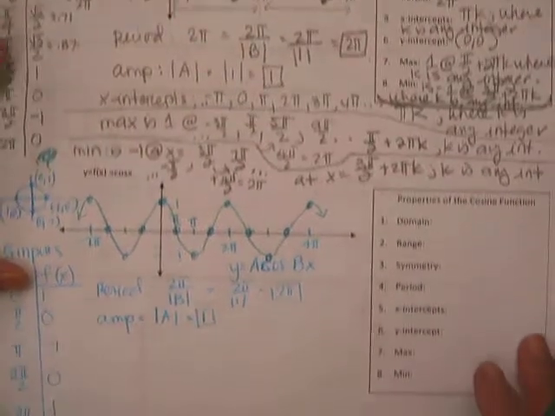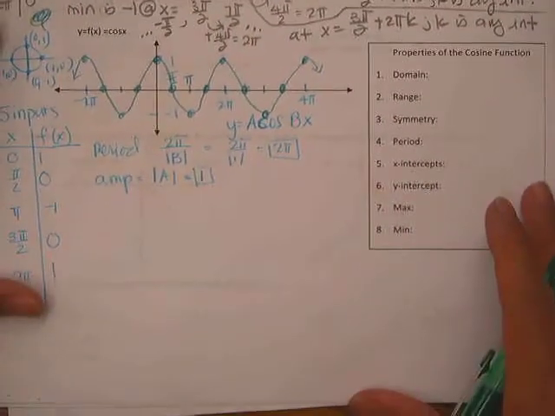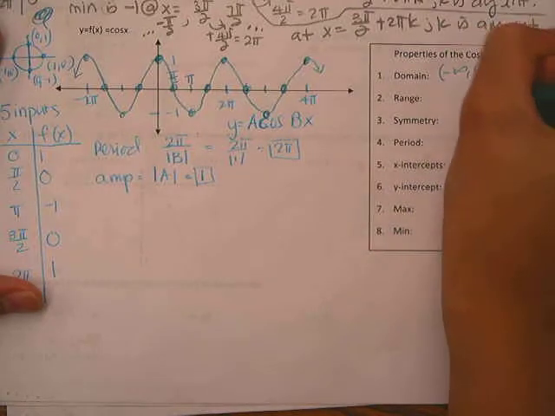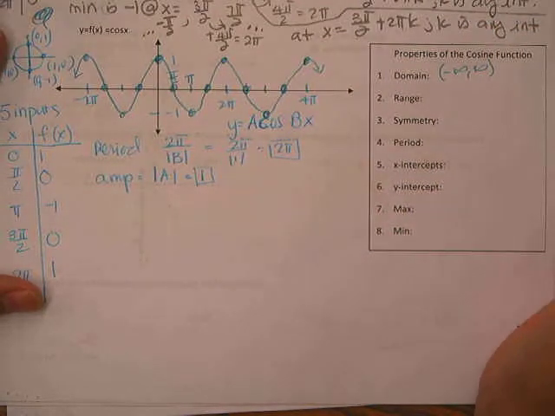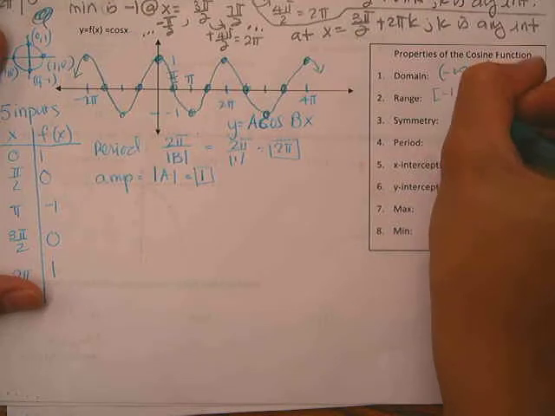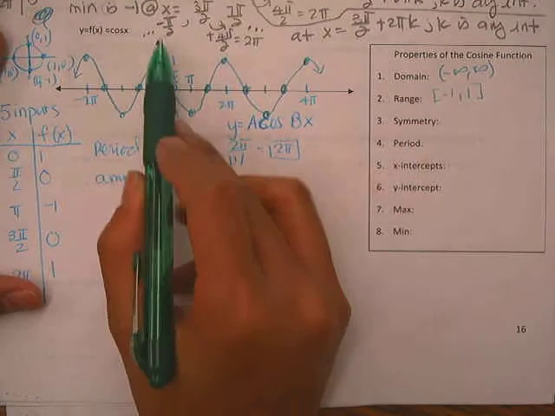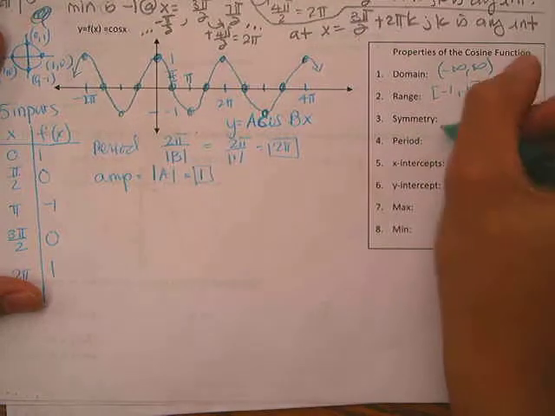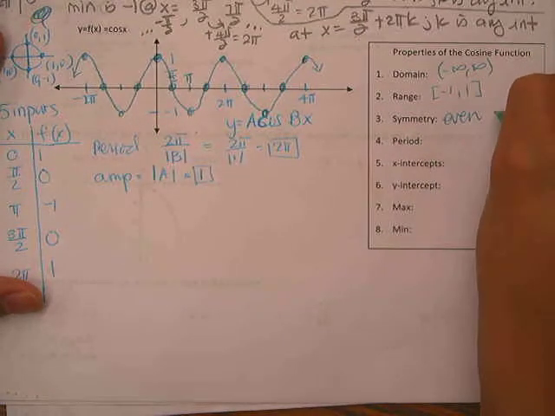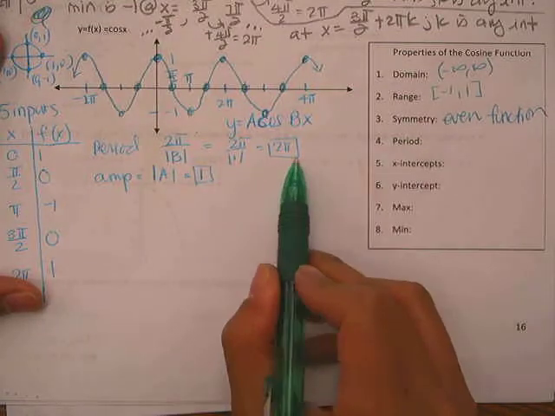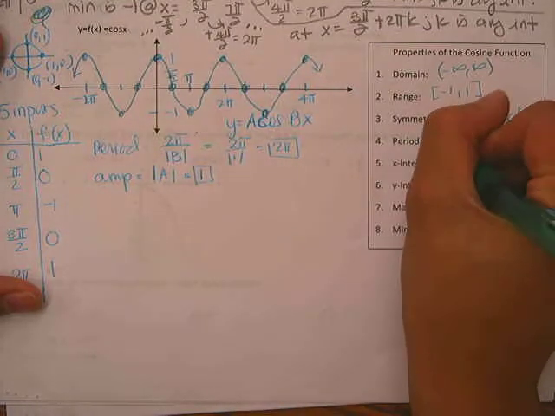So let's talk about the domain. The domain of cosine is similar to your sine, which is going to be negative infinity to infinity, or aka all reals. Your range is going to be from negative 1 to positive 1. Symmetrical. If you look at this, this is symmetrical about the y-axis, so this is an even function. Period, we found it earlier. Period is going to be 2 pi.